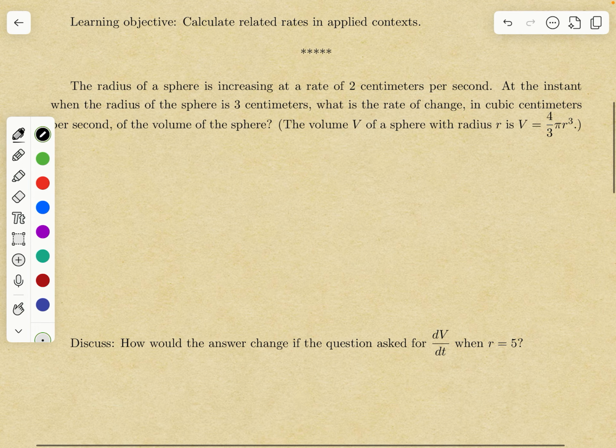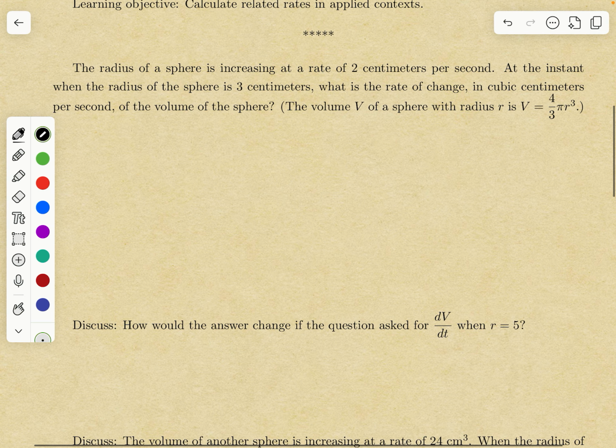It says the radius of a sphere is increasing at a rate of 2 centimeters per second. At the instant when the radius of the sphere is 3 centimeters, what is the rate of change in cubic centimeters per second of the volume of the sphere? So that's a lot of words, and one of the strategies that's helpful in word problems is to draw a picture. So let's make sure we understand what's going on.